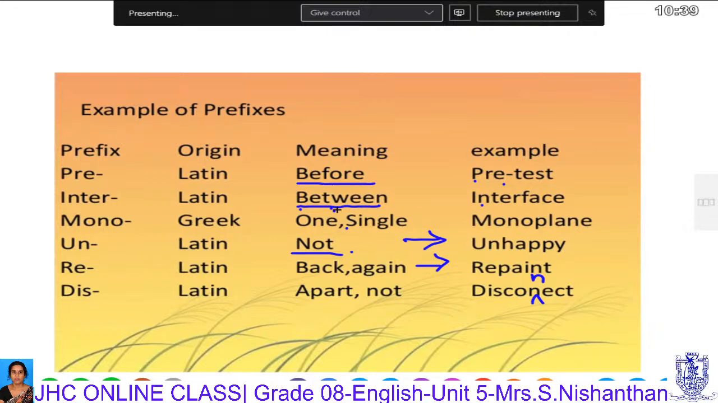Note the prefix and the meaning, that's enough. If you want the example, note them. No need for the origin. Don't copy the origin, write the prefix, the meaning, and if you need, write an example, right?